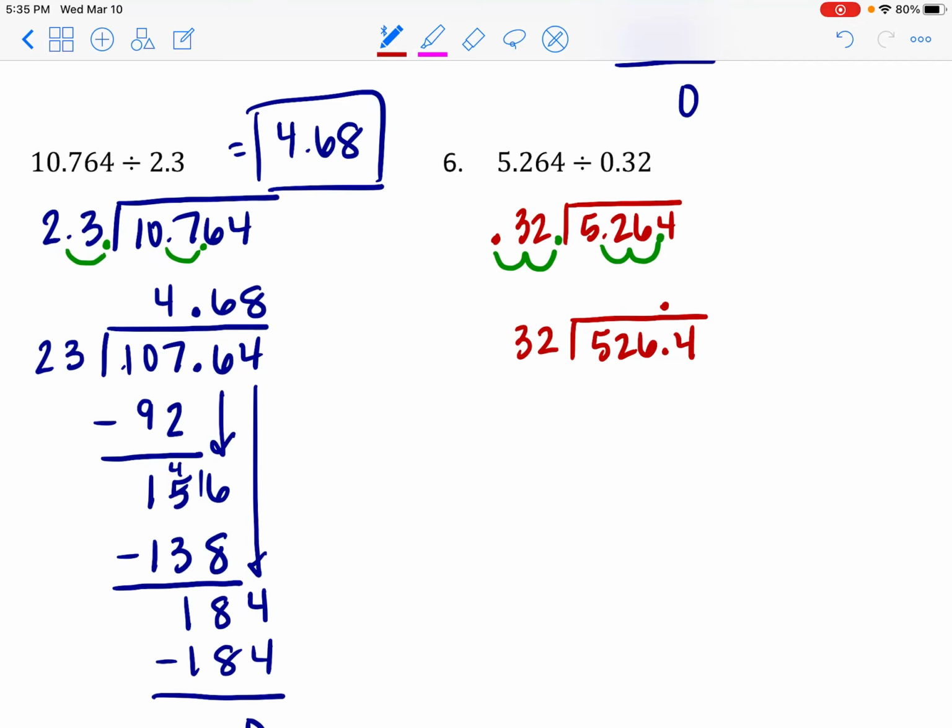So what we're really going to be dividing is 32 into 526.4. So decimal is going to be right here in the answer. So 32 is going to go into 52 once. 1 times 32 is 32, so we'll have 20 left over. How many times is it going to go into 206? Let's see, 32 times 5 is 160. Nope. So let's do 6. 6 times 2 is 12. If I carry the 1, I get 19. Perfect. So now when I subtract, I've got 14 left over.